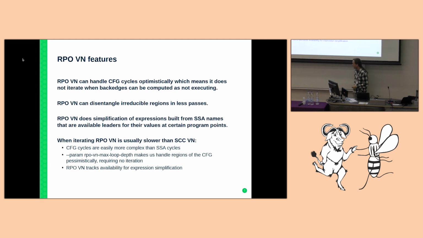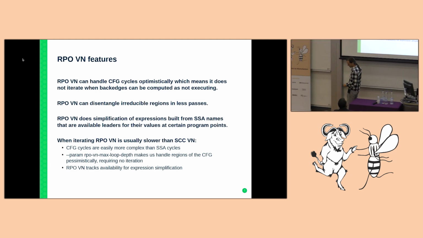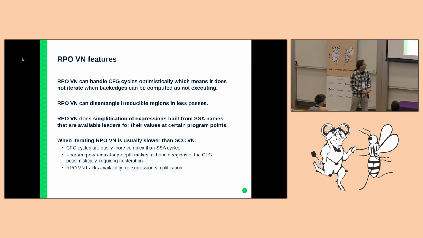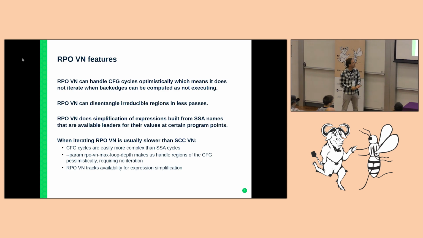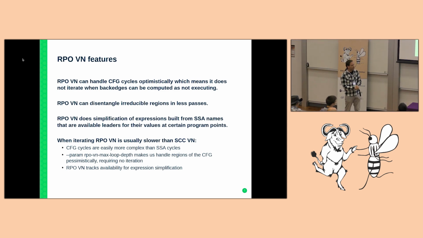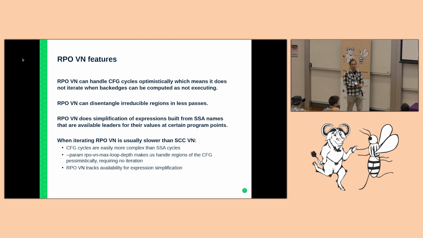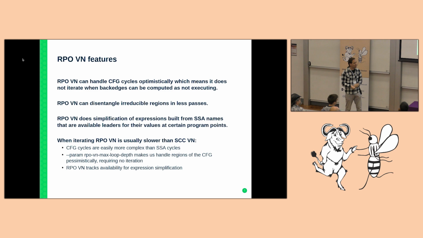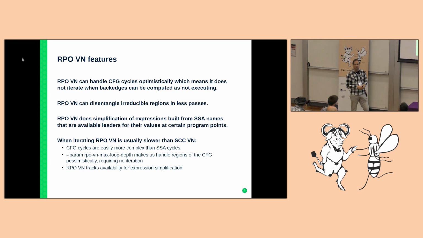So, what are the good things, the features? We can handle the CFG cycles optimistically, which actually helps if you have irreducible regions. I've seen quite some test cases where the value numbering can make them nicely reducible in one go, while the SSEVN based iteration usually does nothing to any of the conditions inside the loops.